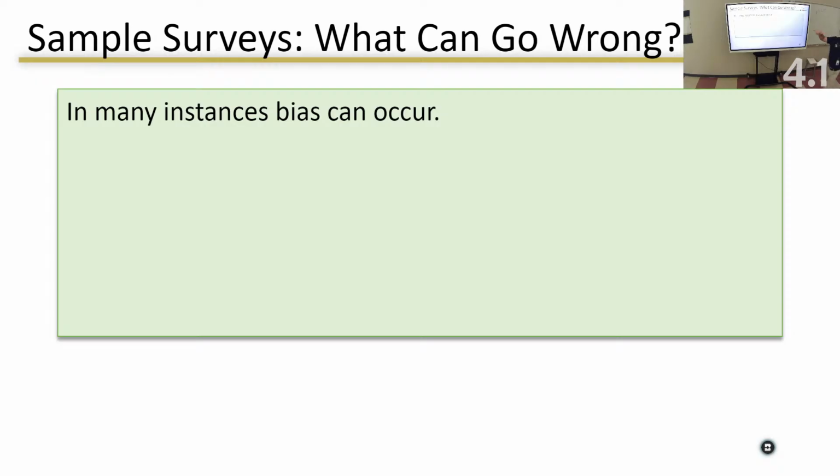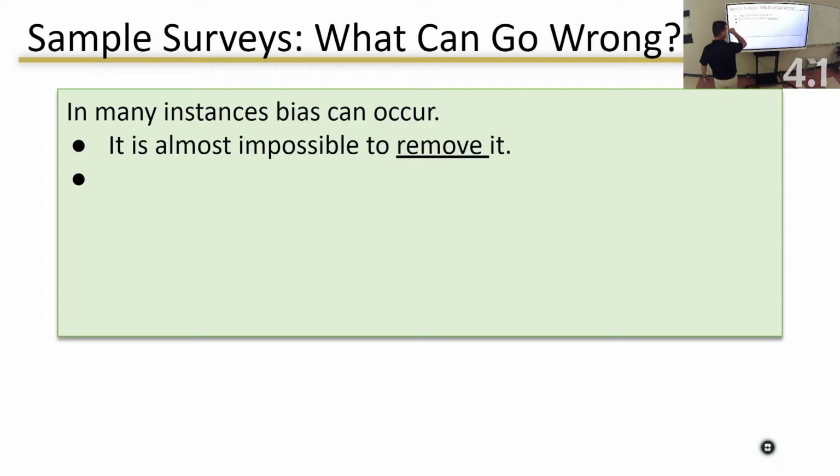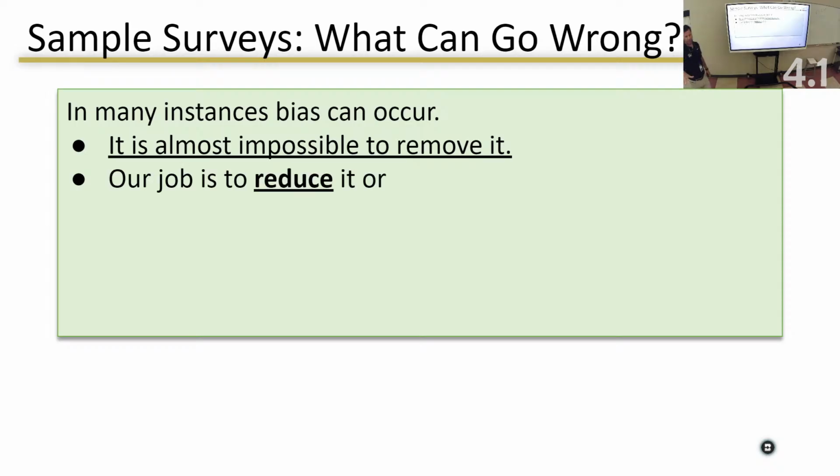In many instances, bias can occur. It's almost impossible to remove it. Please don't talk about removing bias. You're going to get dinged on that. You can't remove it. Your job is to try to somewhat even it out, or make sure that I can't tell that bias occurred. Our job is to reduce it the best that we can, or evenly spread it out, which is still somewhat reducing. What I mean by evenly spread out is, if I'm trying to figure out if you're driving to school or not, that's the best way I can think.